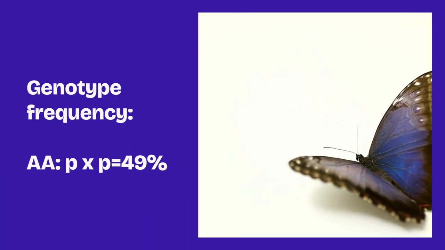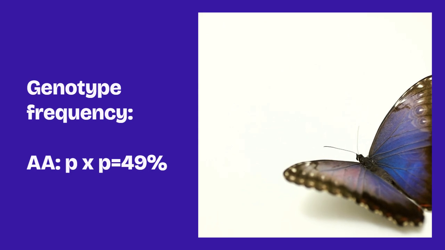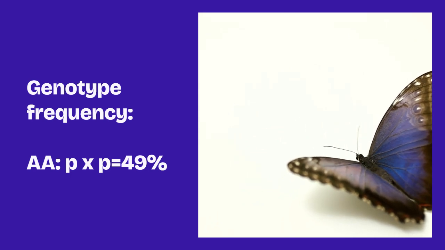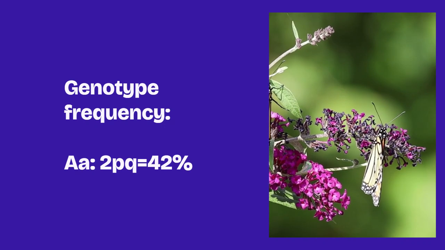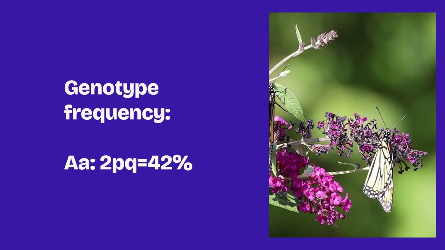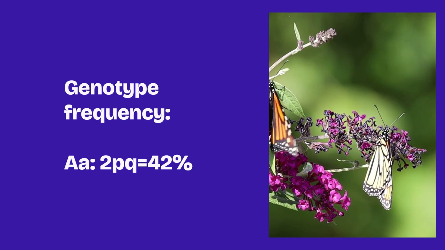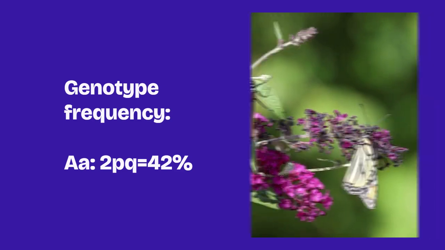The frequency of AA, the homozygous dominant genotype, is p squared. So 0.7 times 0.7 is 0.49, meaning about 49% of the population will be AA. For Aa, the heterozygous genotype, calculate 2pq. Multiply 2 by 0.7 by 0.3. That's 0.42, or 42% of the population.